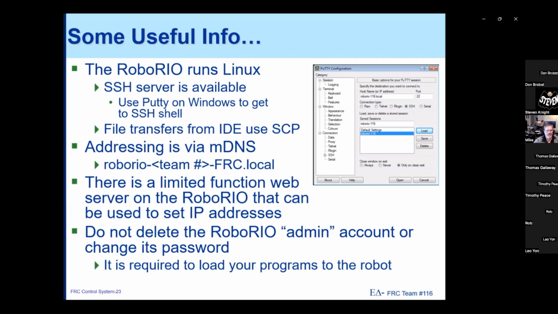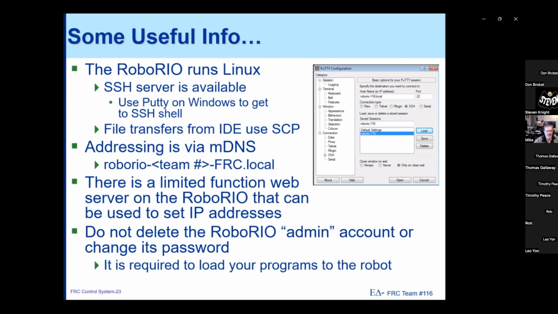But I will give you a word of caution there, and that is that mDNS doesn't necessarily work all the time, especially when you're on the field with the field management system. So the best rule of thumb when dealing with the RoboRio is to use a fixed IP address. You can do that by going through the limited function web server that's on the RoboRio and use that to set the IP address. Typically, the IP address will be your .2 address.